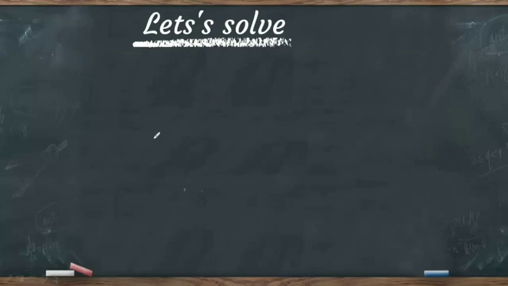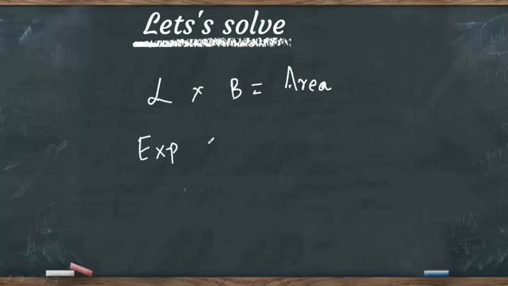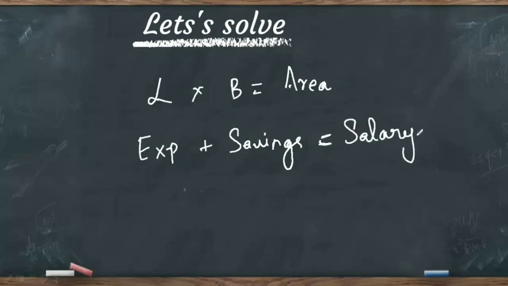Well, this can actually be applied only when the resultant value is kept constant. For example, length into breadth is the area of a rectangle, and expenditure plus your savings will be your salary. Likewise, we have a lot of derivations and formulas.